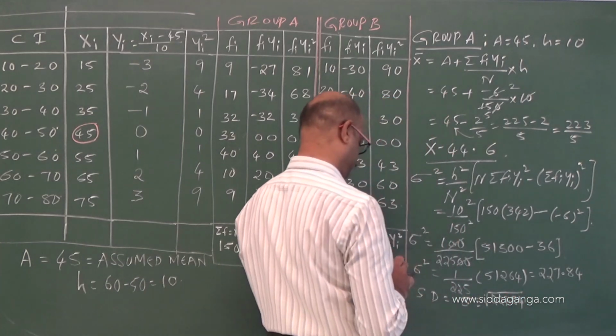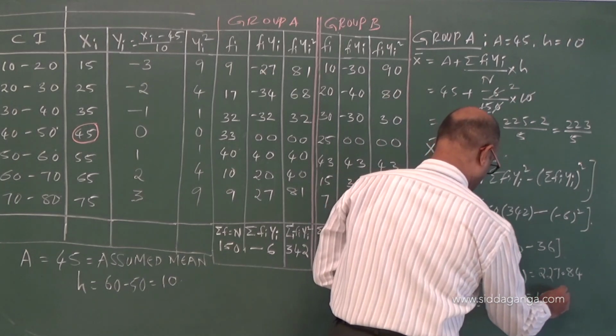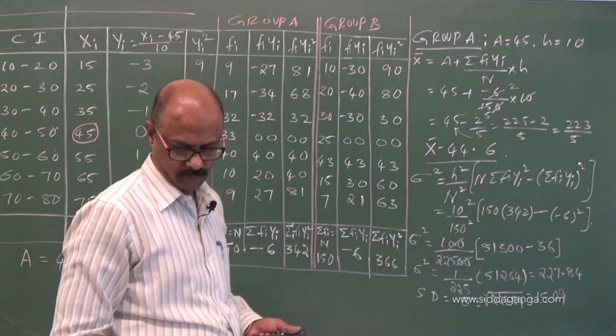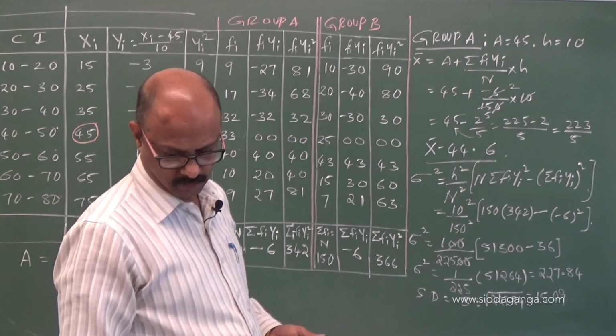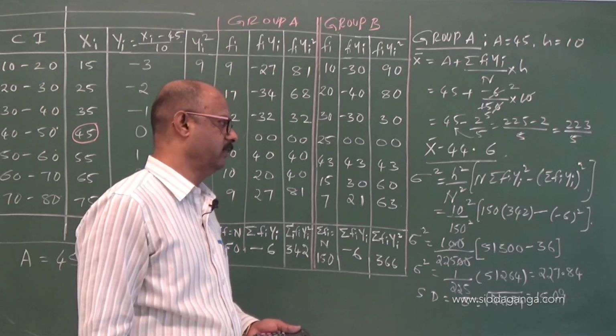Now finding standard deviation SD, that is sigma, is equal to root of 227.84. You will get 15.09, which is our standard deviation.